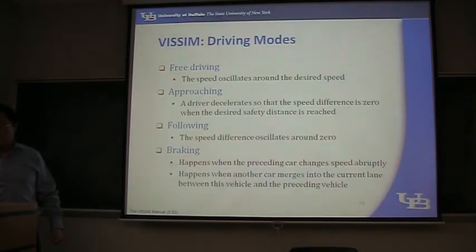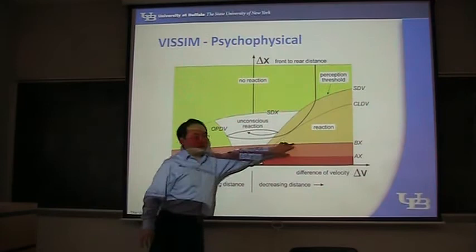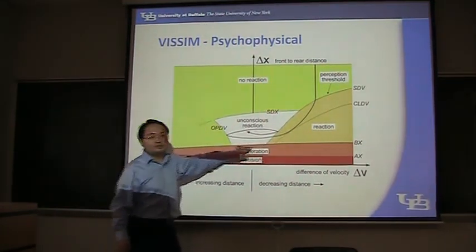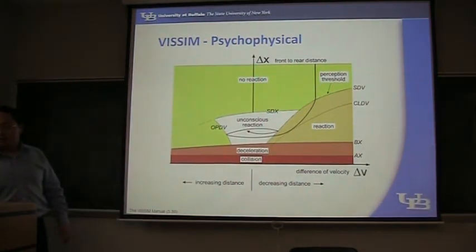Now if we take a look at this graph again, this line is defined by CC1 and CC0, this line, because it's the safety distance. All right?